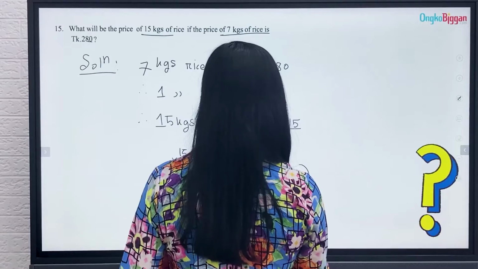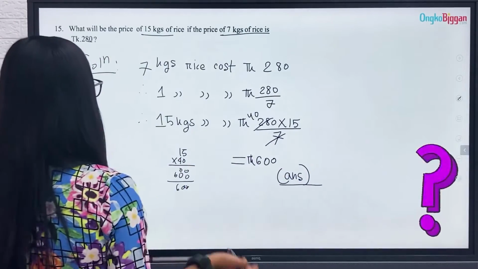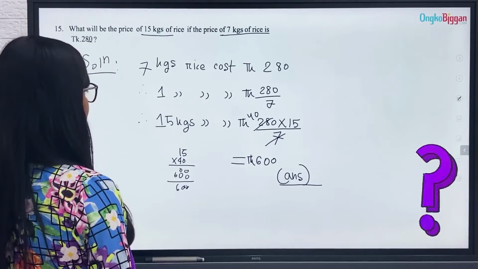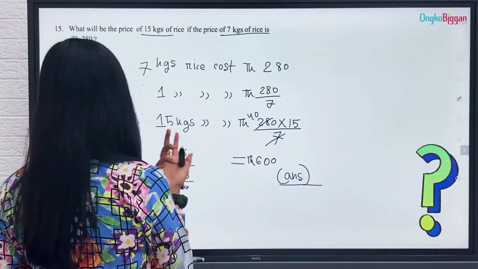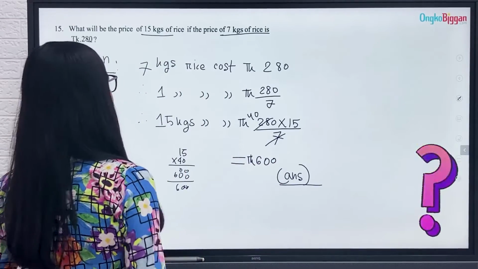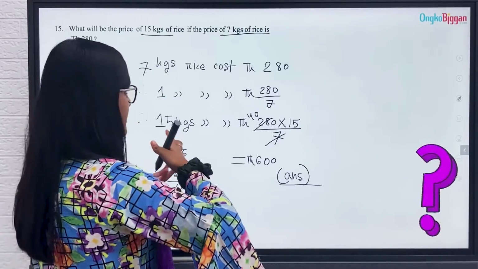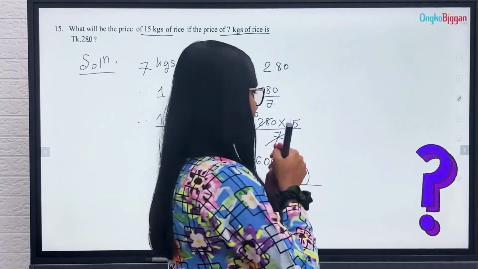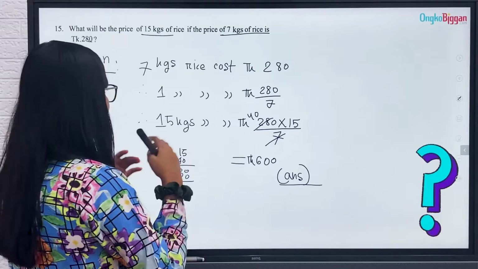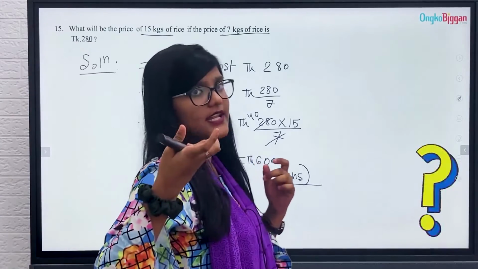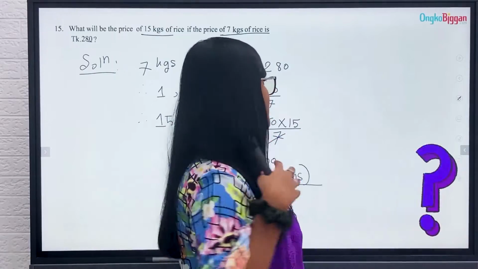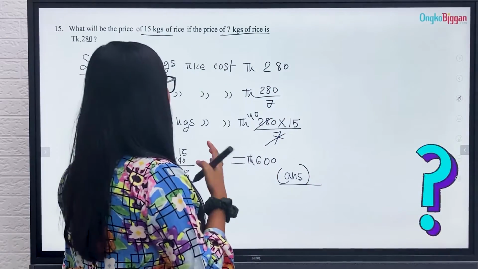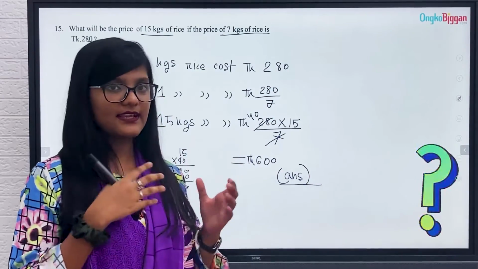Finally, you will write that the price of 15 kgs of rice will be taka 600 if the price of 7 kg is 280. Basically, these are comparable, they are dependent on each other. They follow a certain rate. For one, we are getting a certain value, and on the basis of that, the unitary method is done, like for this price type thing.